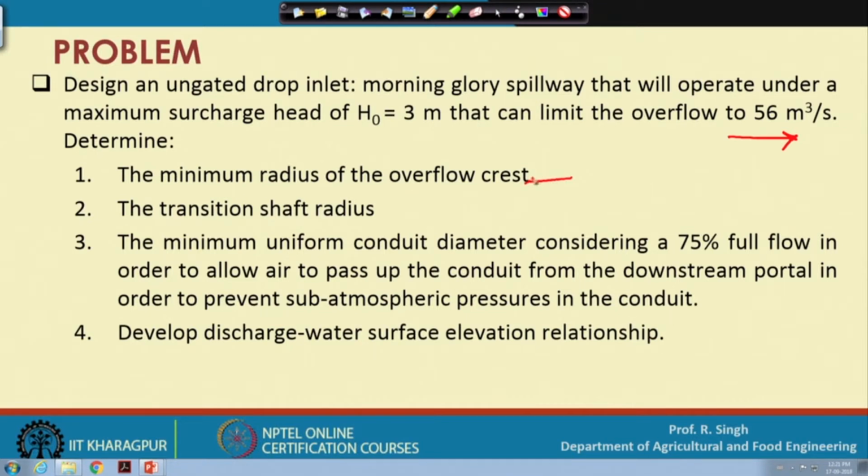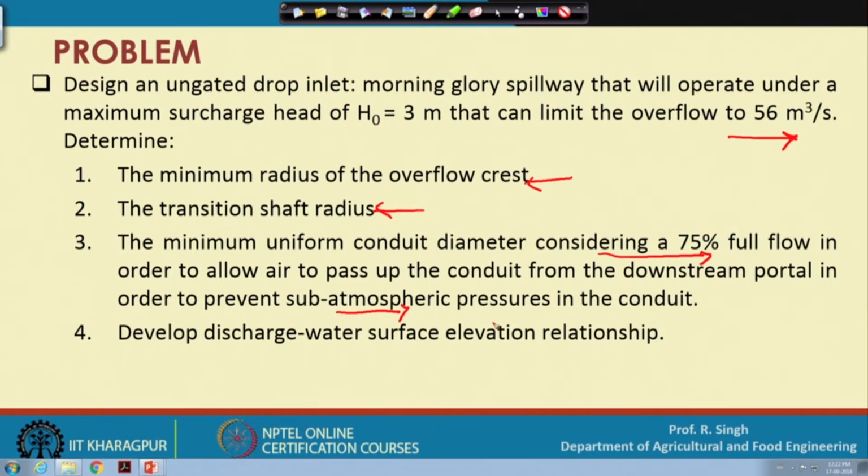So, first we are going to determine the minimum radius of the overflow crest, second the transition shaft radius, and as you remember, we have to design a minimum uniform conduit diameter to consider the 75% of full flow in order to allow the air to pass. So, why do we consider 75% of the flow? To allow the losses and to allow the air to pass from the conduit from the downstream portal in order to prevent the subatmospheric pressure in the conduit.